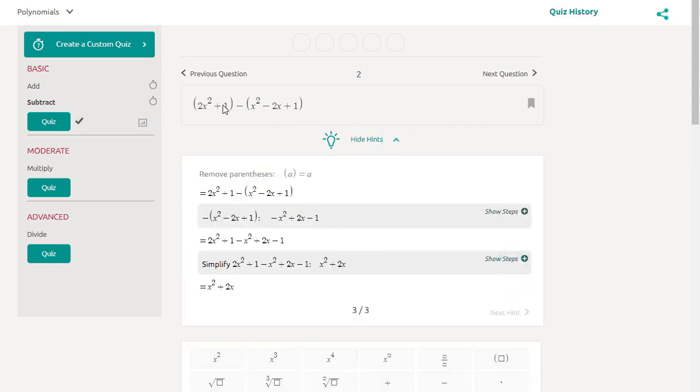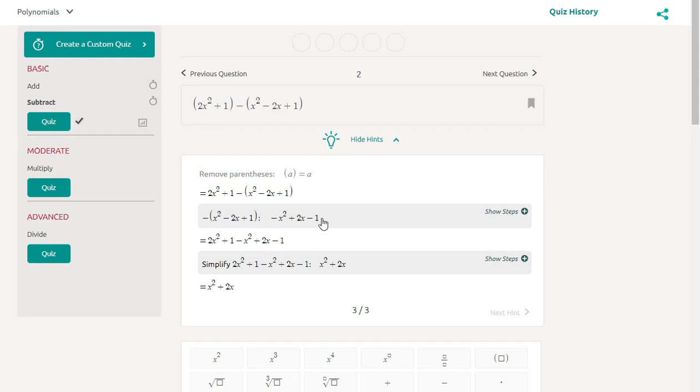Okay, so we have a quadratic equation, 2x squared plus 1 minus another polynomial, x squared minus 2x plus 1. So now we're trying to subtract the two polynomials. Okay, so the procedure is the same as addition. We just have to join up the same groups of terms together: constant with constant, square with square, and the linear with the linear.